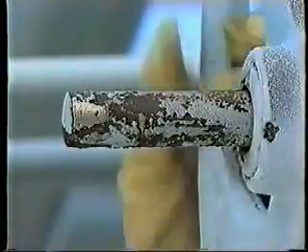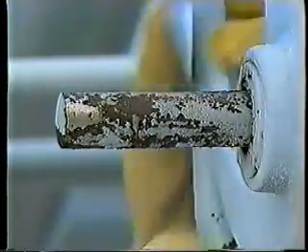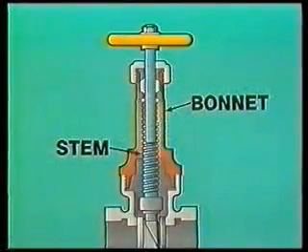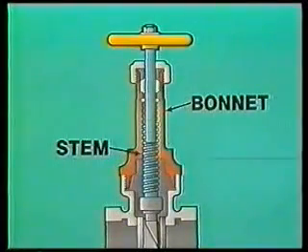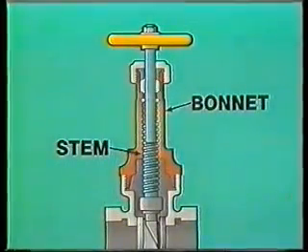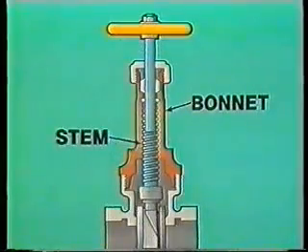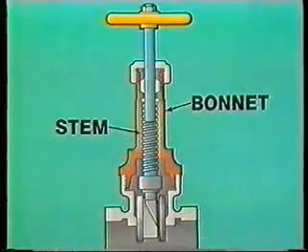Some rising stem valves aren't threaded at the top. The stem in this type of rising stem valve is threaded on the bottom, and it engages threads on the inside of the bonnet. The hand wheel and stem are solidly connected, so both the hand wheel and the stem rise together as the valve is opened or closed. In this type of valve, there is no outside yoke attached to the hand wheel.